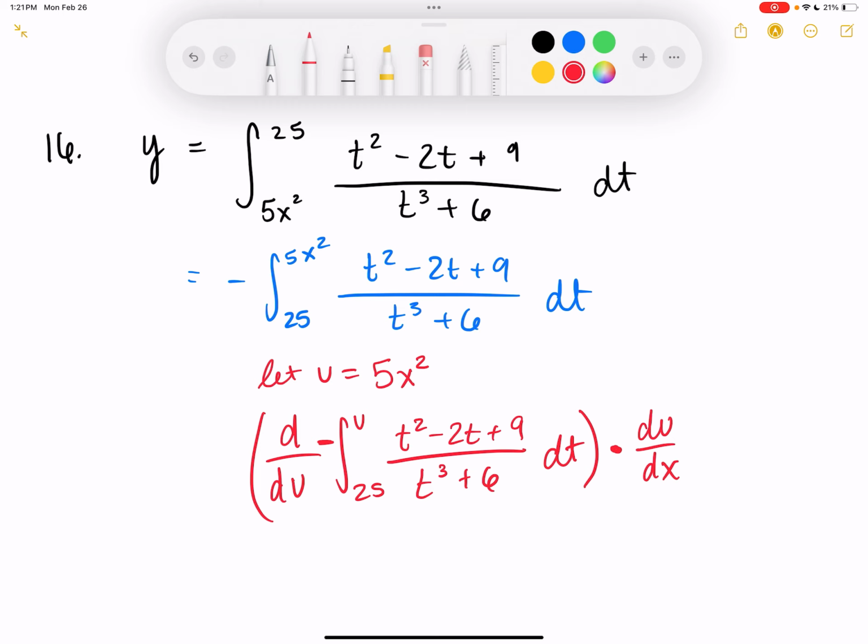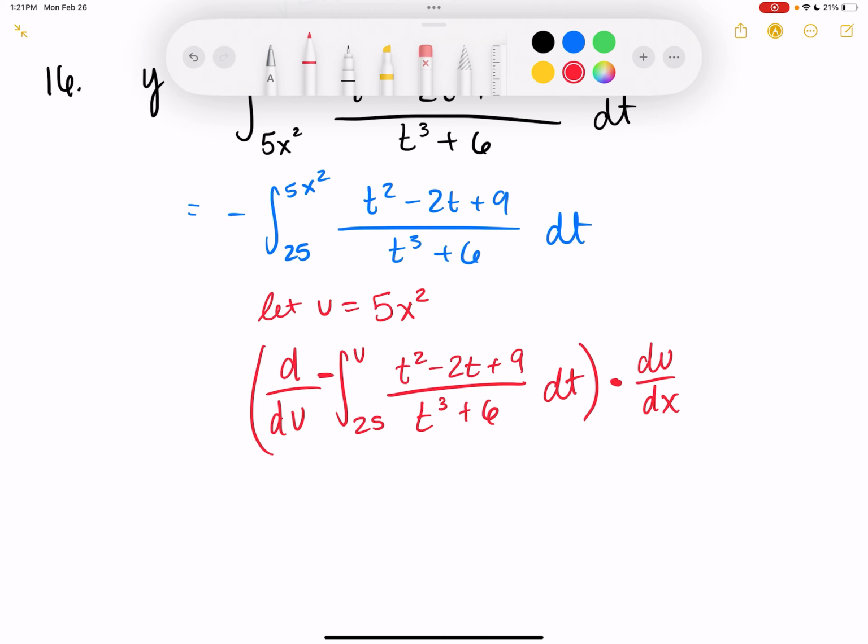So then we have negative u squared minus 2u plus 9. Wouldn't it be u squared? Yes, negative u squared. And I would say just go ahead and do what is du dx. 10x. So that way we just go ahead and deal with that.